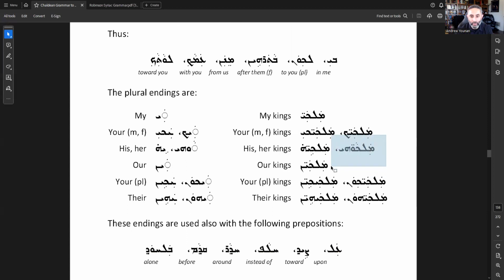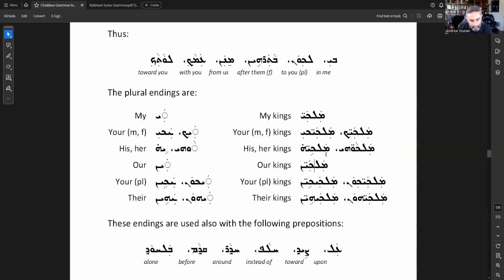This is just a new thing to learn. His kings is melkau, and it's really spelled melkauhi. Nobody ever says it melkauhi, but that's the way it's spelled. Melkau means his kings. This is just a new ending to learn. Just learn it. And if you want to say her kings, it's melke.